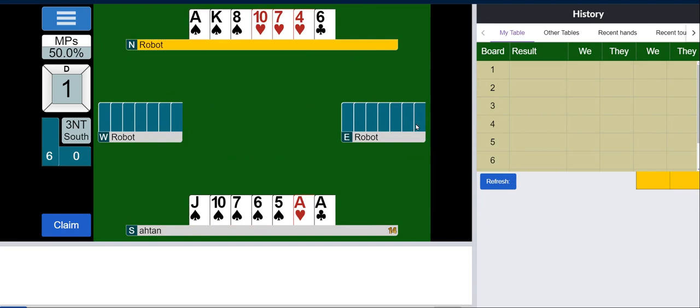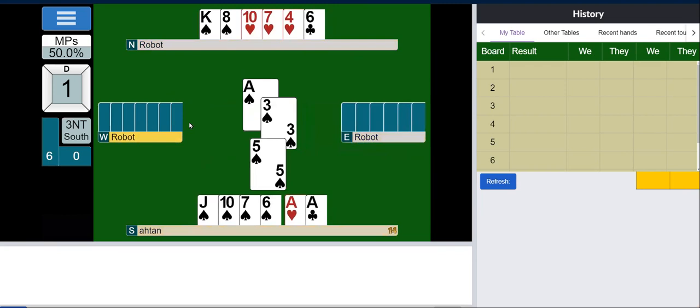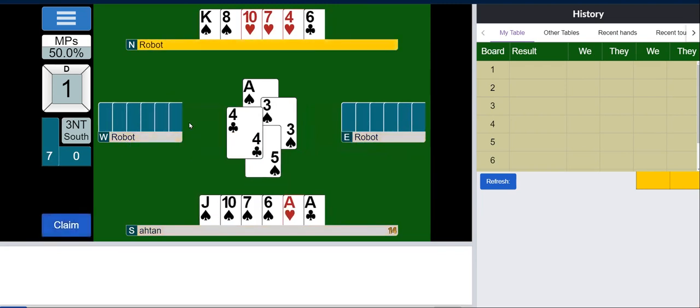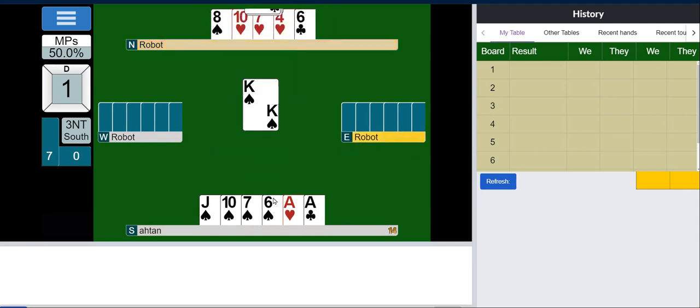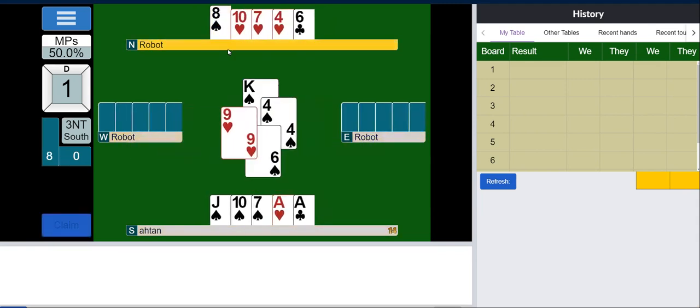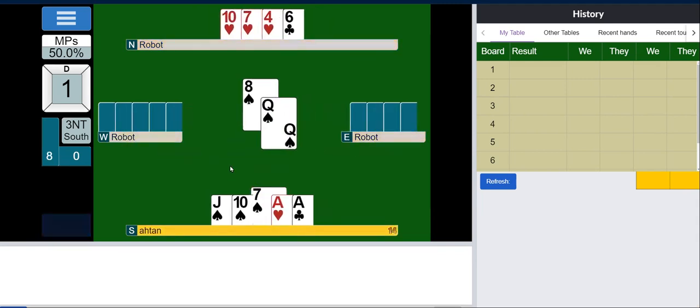So unless east. Okay, so we know where the spades are now. All right, so five, 6, 7, 8, 9, 10, 11. So I think that's about it.